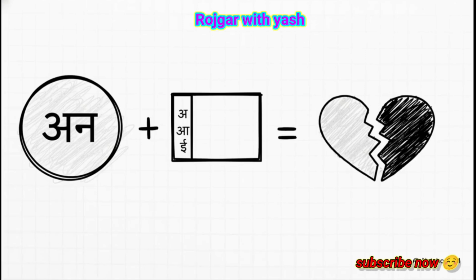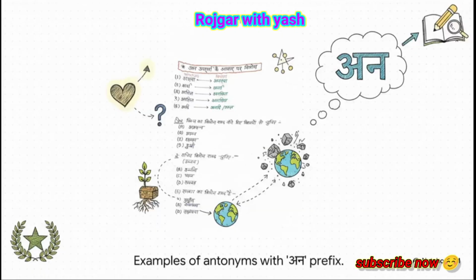Now, another really important prefix you've got to know is un. It does the same job, but you'll often see it used with words that start with a vowel sound. Just look at these examples from the notes. We've got asta, which means faith. You add un, and you get anasta, faithlessness. Or arth, meaning purpose, becomes anarth, which is like a total catastrophe. You can feel how that prefix just completely hijacks the word's meaning.